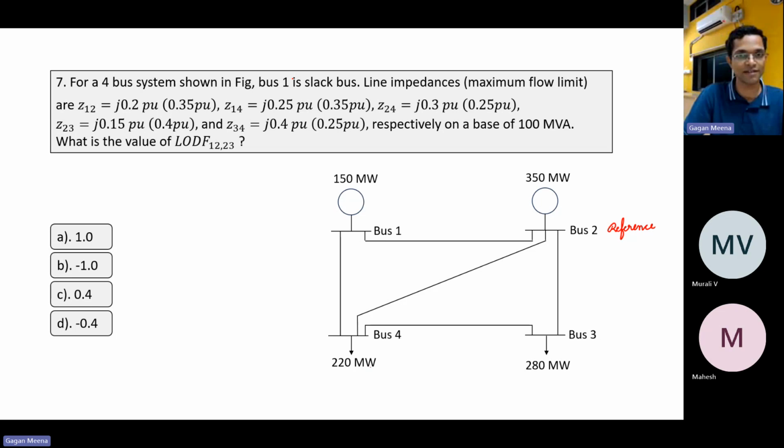Sorry, this is not correct. This should be 2. So bus 2 is the slack bus here, and at bus 1 we have a generation of 150 megawatt. Bus 2, bus 3 and bus 4 have these loads of 220 and 280. Bus 3 or bus 4, I have interchanged.